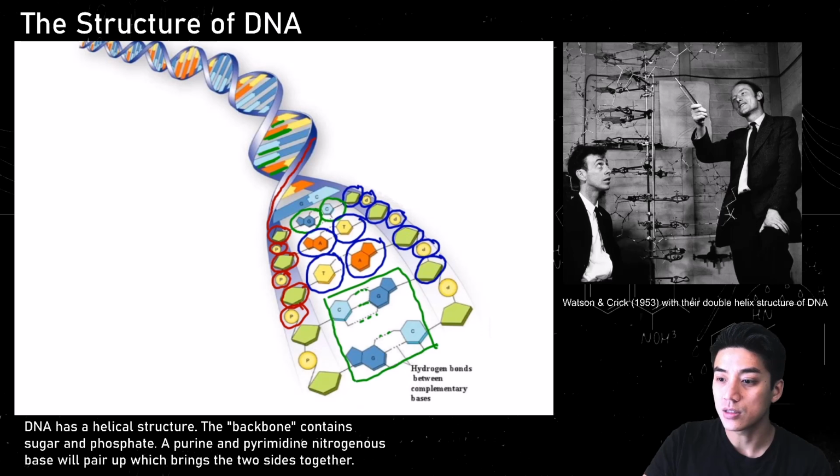So DNA has this like coiled double helix structure. It's got a sugar phosphate backbone, and it's got the nitrogenous bases in the center, which will pair up, and it's going to bring the 2 sides together, and it coils. And it's known as a double helix.